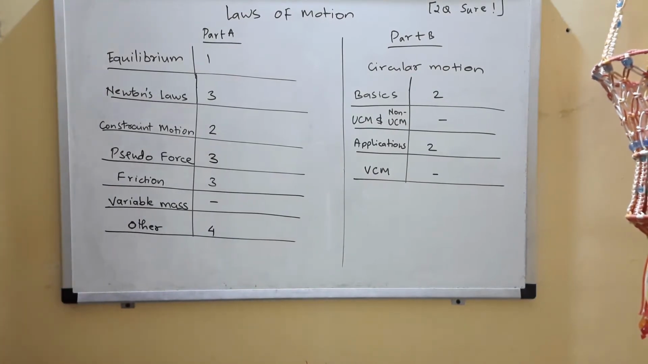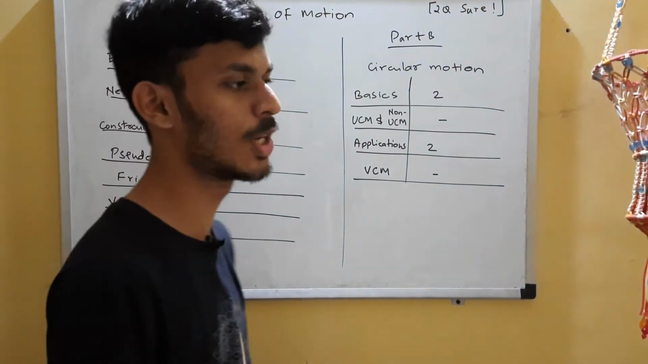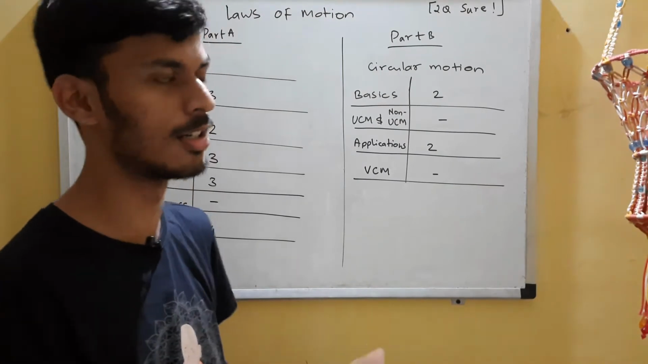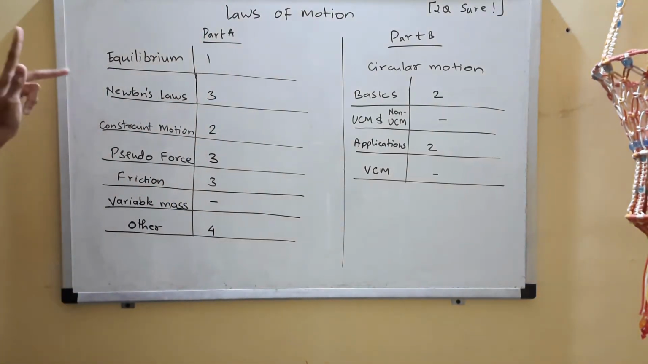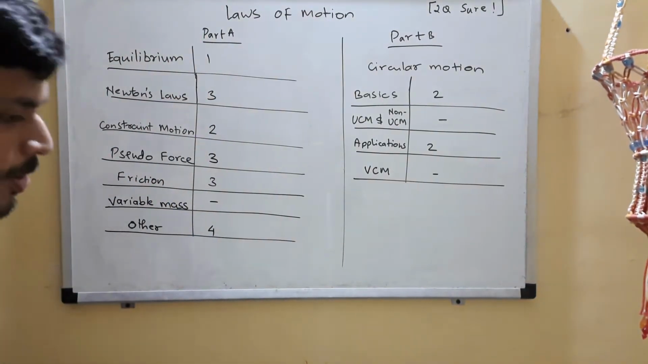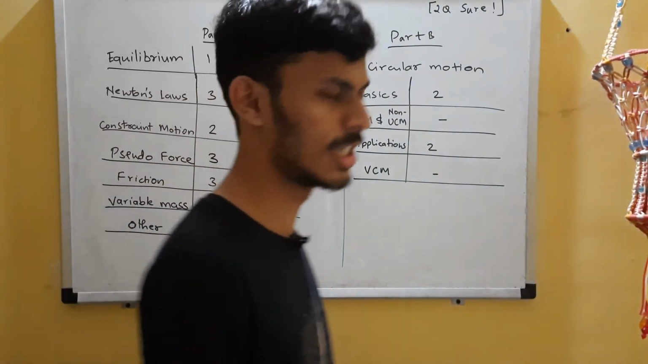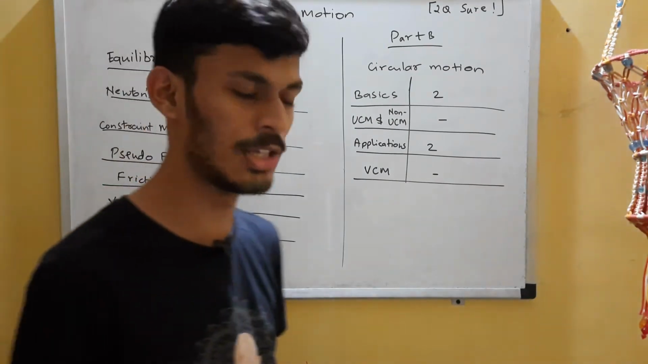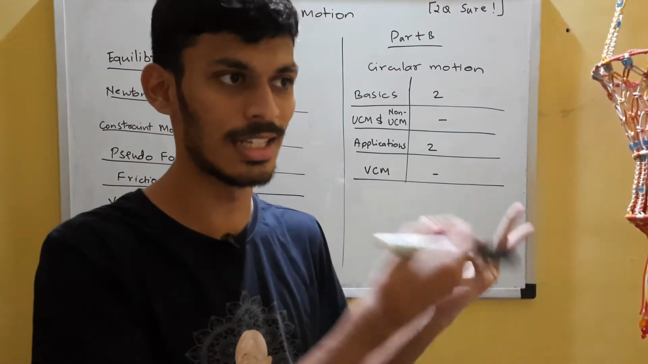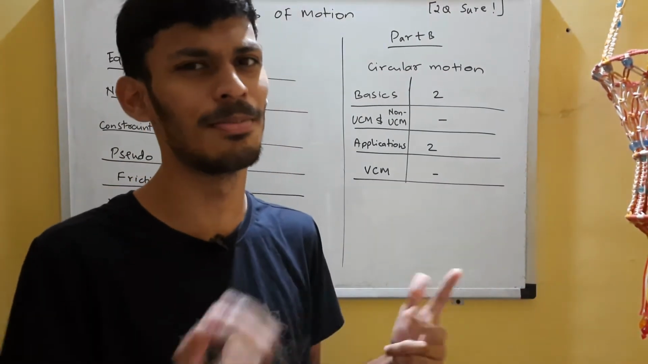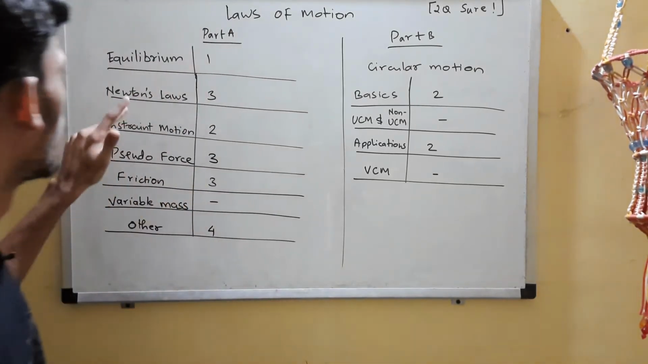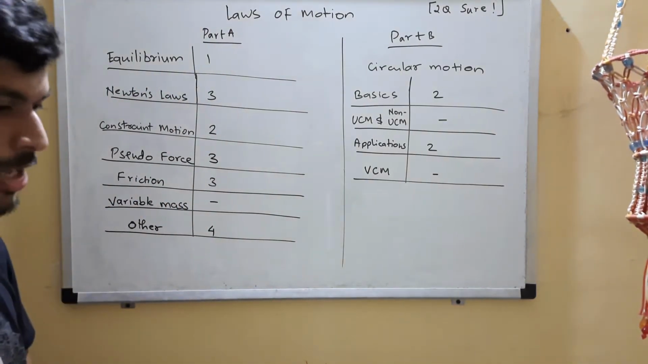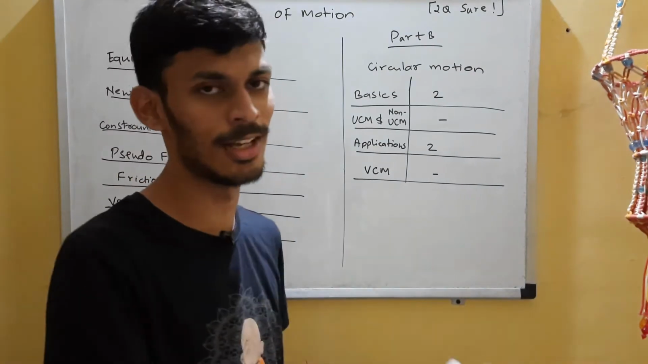First topic, equilibrium. Only one question was asked from this topic in the 15 years of consideration. Second topic is Newton's laws. Questions are not asked on the first law and third law. Only questions based on the second law, F net equals ma, are asked, sometimes straightforward, sometimes a bit conceptual. Three such questions were asked, wherein you had to use F net equals ma.